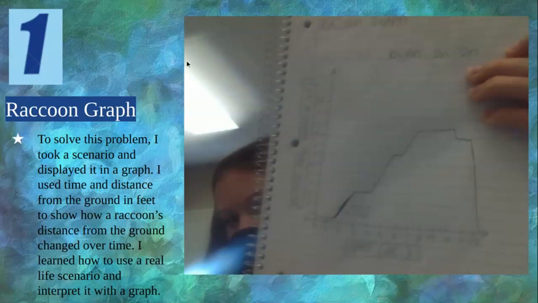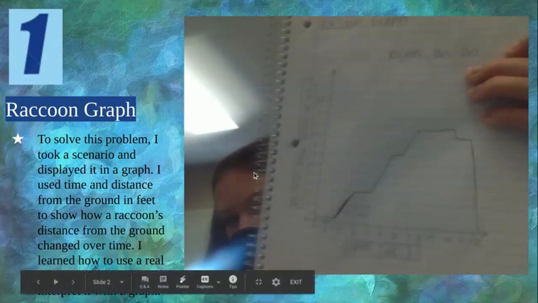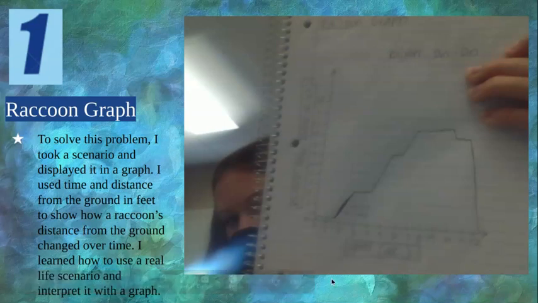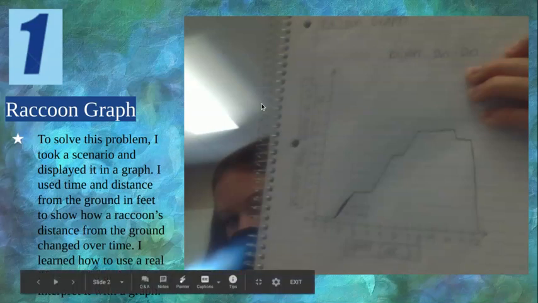So for week 1, I had an illustration that I created based on a raccoon's movement. My two variables I used were time and distance from the ground in feet to show how a raccoon's distance from the ground changed over time. So you can see the graph that I created, and I learned how to use a real-life scenario and interpret it with a graph.